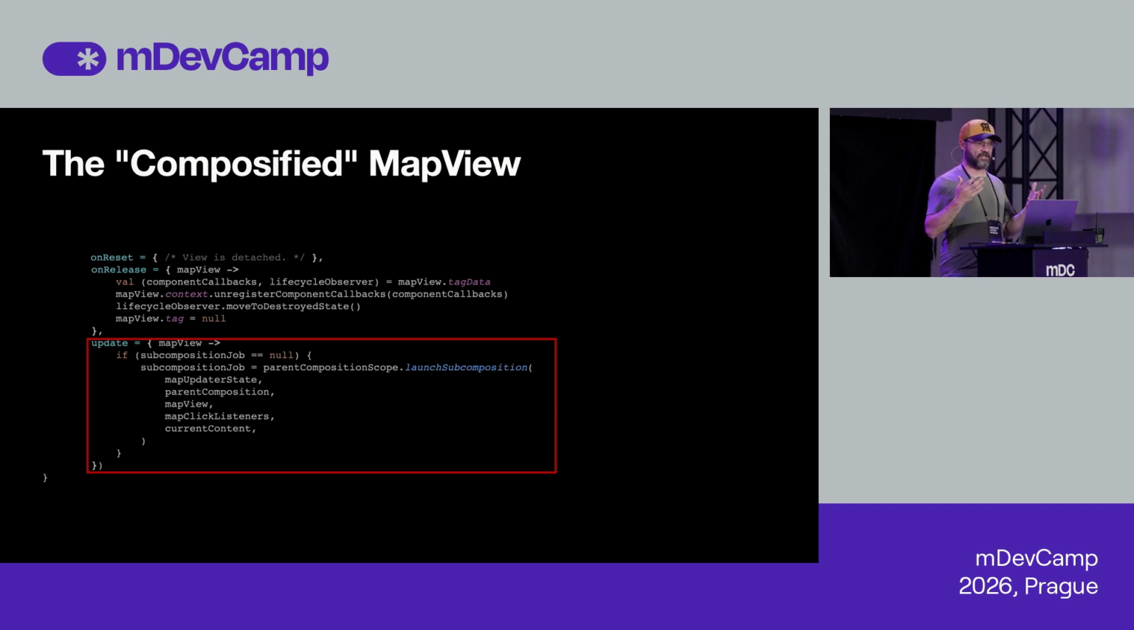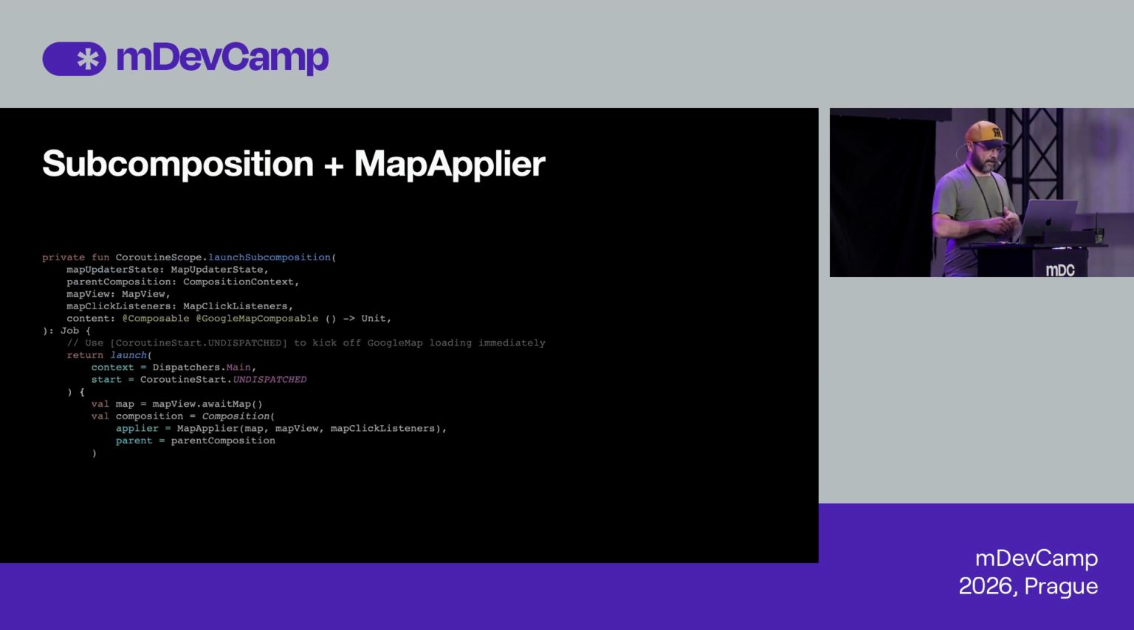And update, this is what we call every time there is a new recomposition. Every time Compose identifies something has changed in my state, I need to change something on my library. What we have here is a launchSubcomposition. We'll see now what this extension function is, where we are passing some parameters that we need: the updated state, parent composition, the map view, the listeners, and the current content.